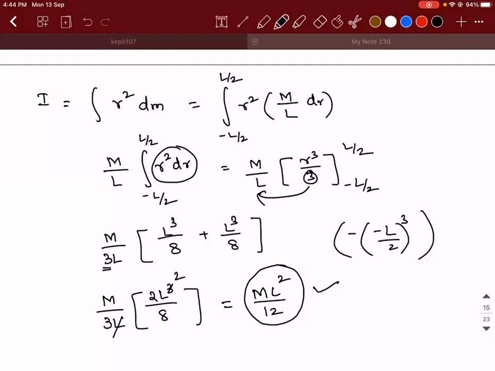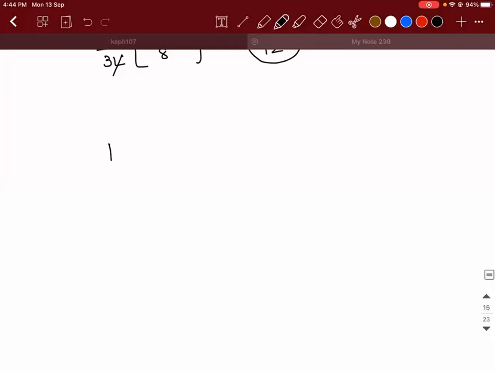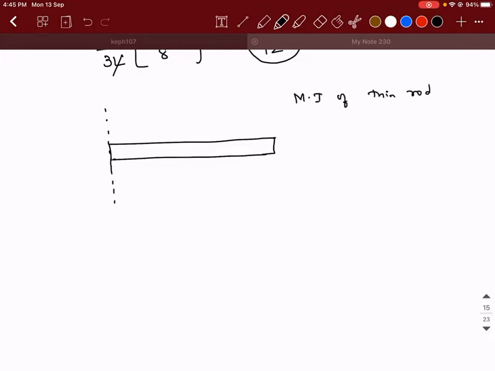Done? Shall I go to the next one? Yes, sir. So what is the moment of inertia of the same rod when this is the axis of rotation, when it is rotated about one of its ends? So the question is: moment of inertia of a thin rod about an axis at one of its ends.